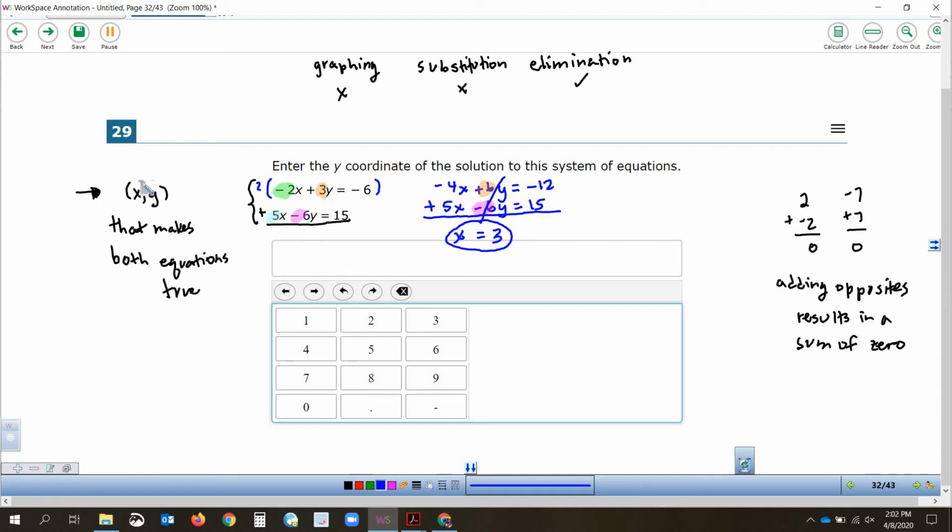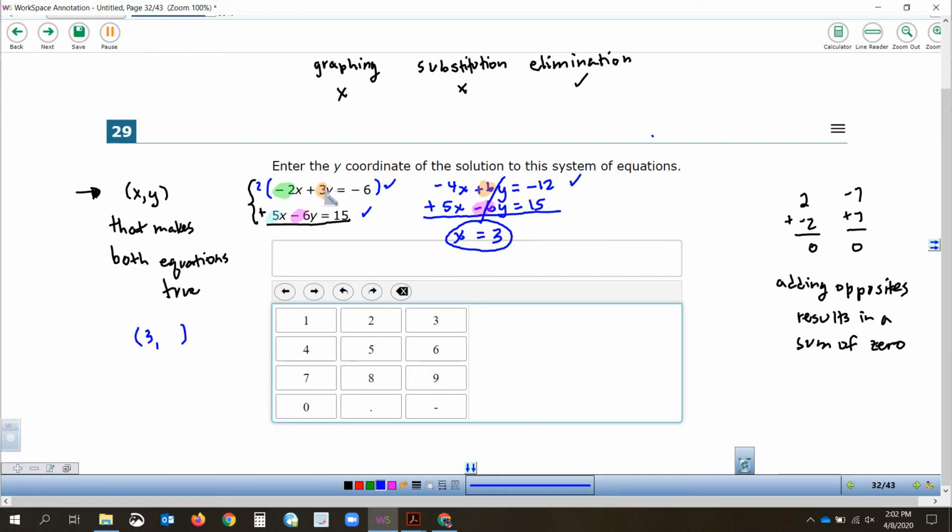But remember, we're not just looking for x. We are looking for an x and a y that makes both equations true. Well, we now know 3 is the value of x that will make both equations true. Now we need to find y. So how do you find y? Well, it'd be nice if we had an equation that said y equals, and then we could just plug in the x and get it. We don't have one that says that, but we have this equation here, this equation here, and the one we created. So we actually have 3 equations we could work with that tell us how x and y are related.